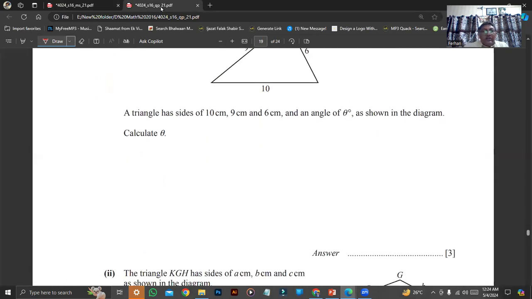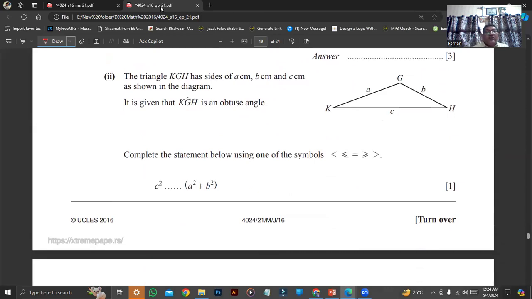Okay. Now we are going to the question number 9b and its second portion. The triangle KGH has the sides of A centimeter, B centimeter, and C centimeter as shown in the diagram. It is given that the KGH is an obtuse angle. So this angle here, as you can see, is an obtuse angle. So it is more than 90 degree. So complete the statement below using one of the symbols here. You see, when this is an obtuse angle triangle, then the C square will be greater than A square plus B square. So very simple, straightforward.